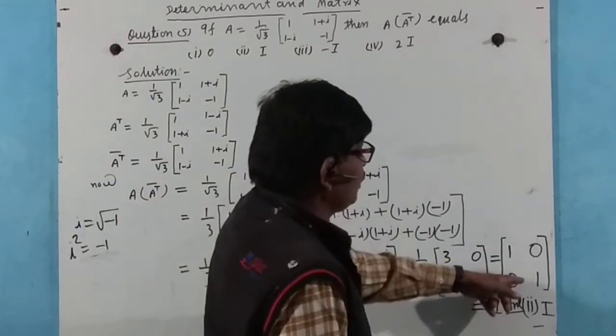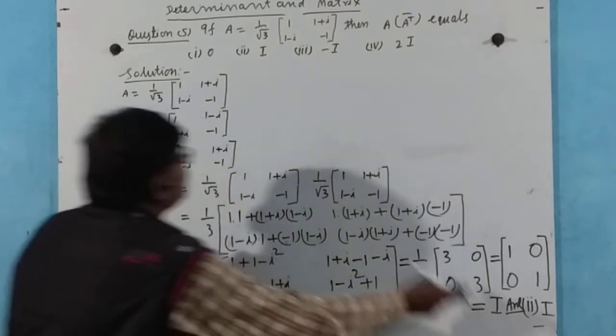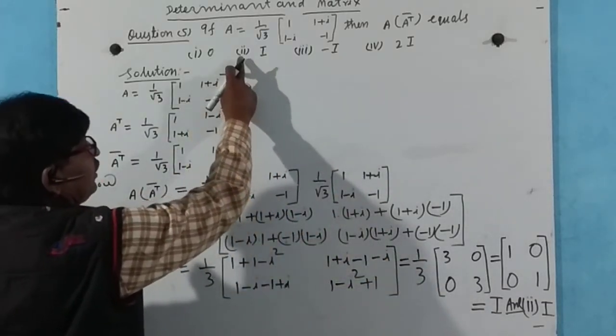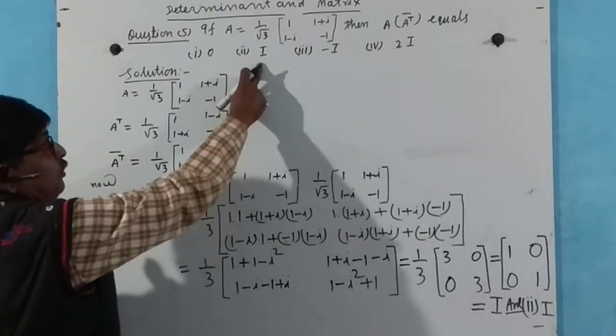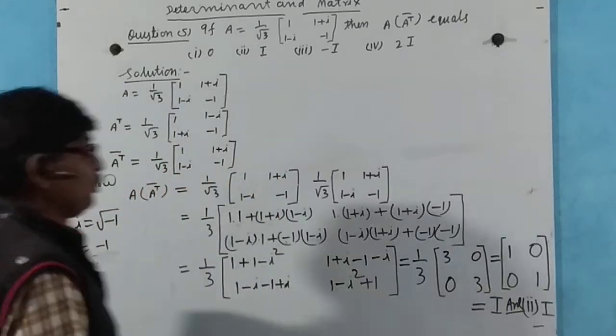This is the identity matrix I, and so our correct answer will be I. Now we see another problem here.